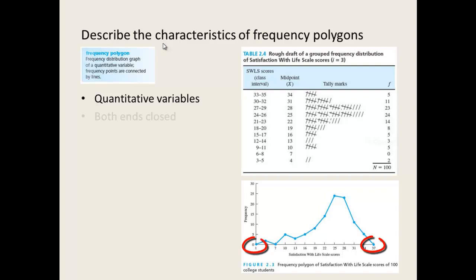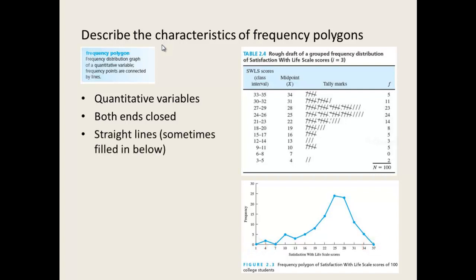First, the graph will have two closed ends. That is, the first and last point on the graph should have a frequency of 0. Second, the dots, which represent the number of observations in each class, are connected using straight lines. And third, the midpoint of the classes is represented on the x-axis of the graph.